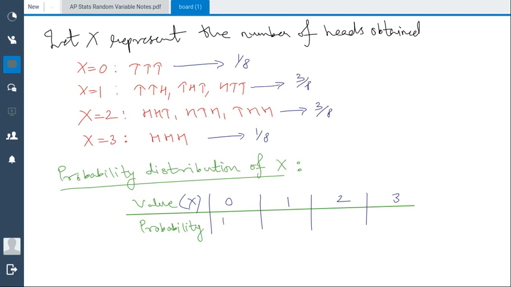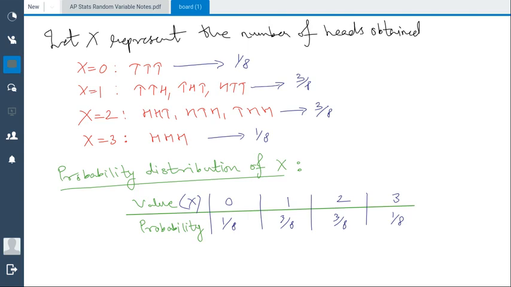Understand it like this. 1 out of 8, 3 out of 8. For 2 also, it is 3 out of 8. For 3, it is 1 out of 8. Okay? This is called the probability distribution of X. And X here is a random variable.